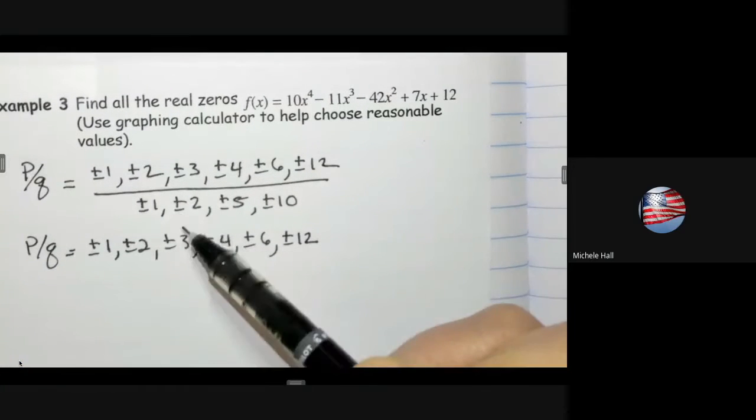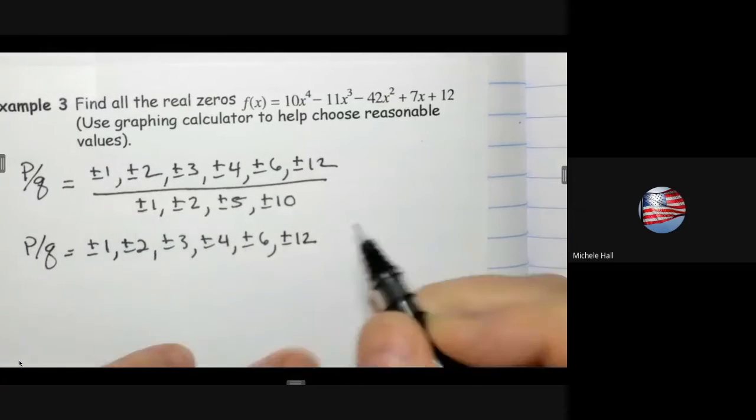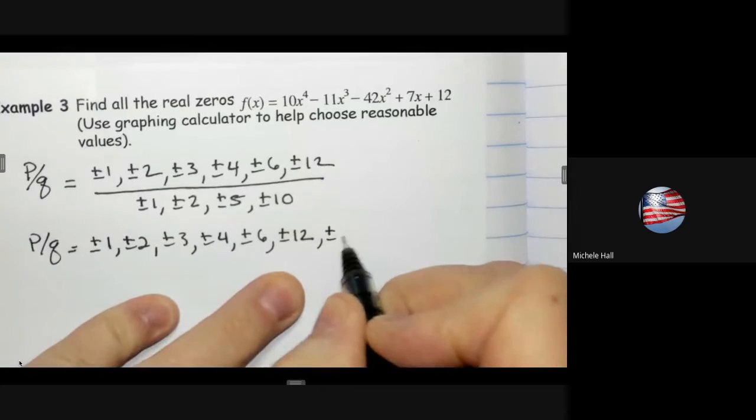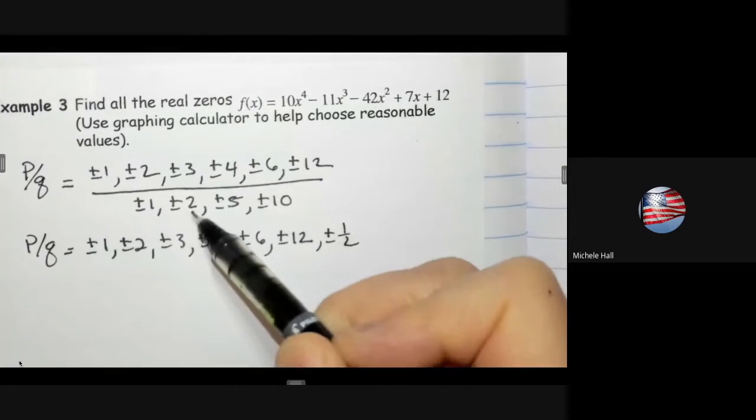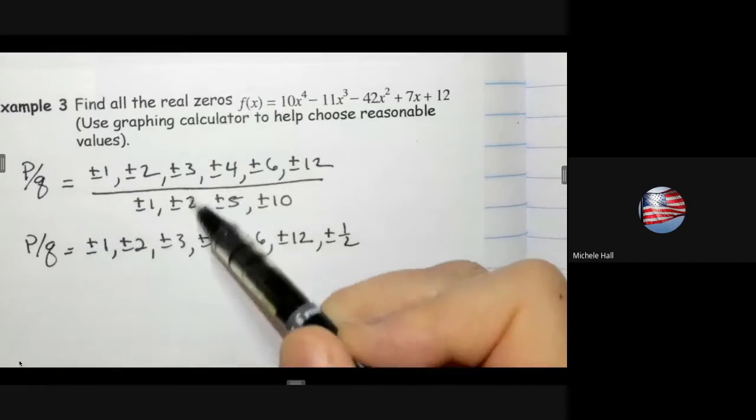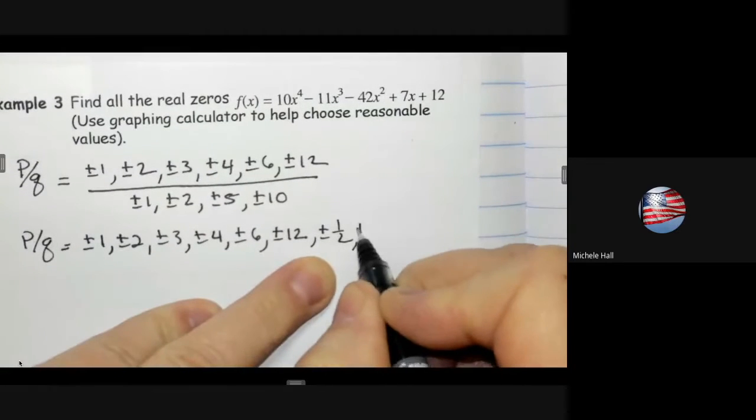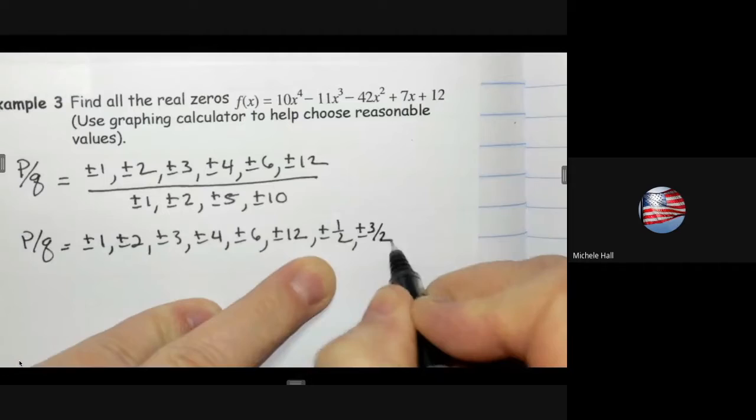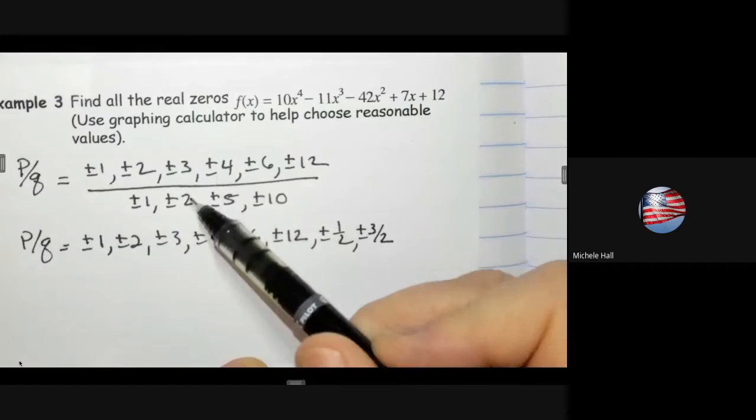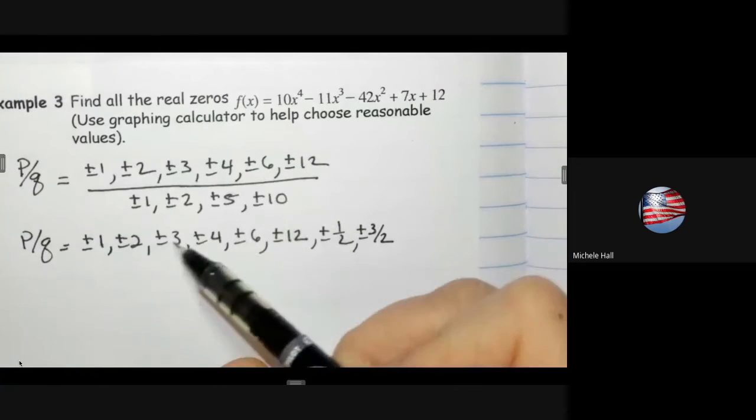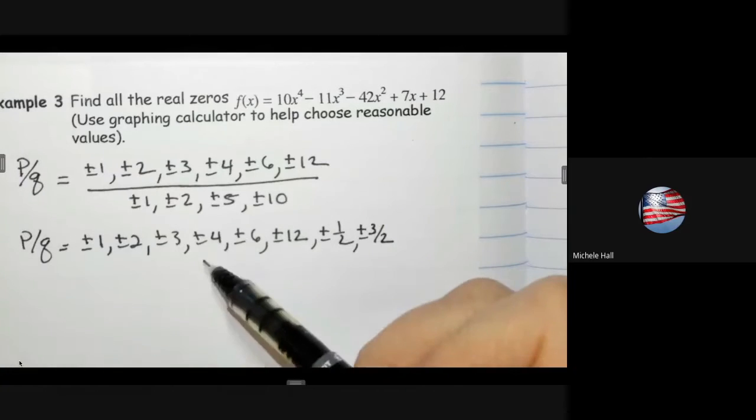And now everything over 2. So 1 over 2 would be plus or minus 1/2. 2 over 2 is 1, and I already have that. 3 over 2. 4 over 2 is 2. 6 over 2 is 3. 12 over 2 is 6.